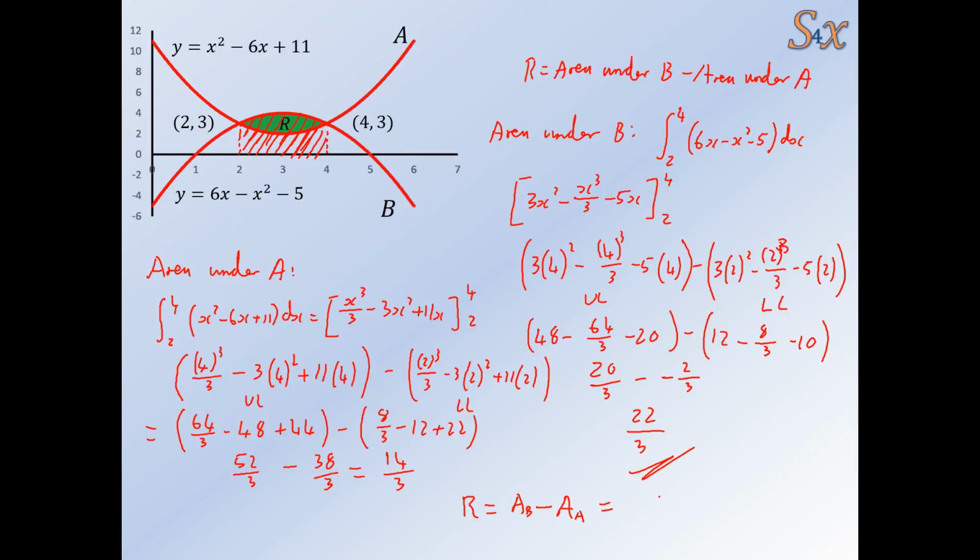Now we said R is the area under B minus the area under A. So that's what we do. Area under B was 22 over 3. Sorry, area under A even is 14 over 3, which gives me a final answer, an area of 8/3. Okay, so the region R has an area of 8/3.